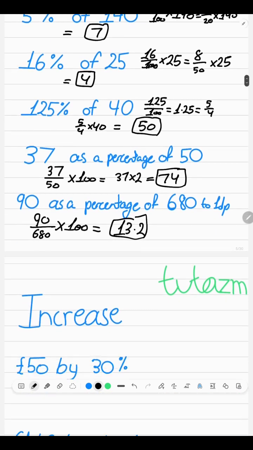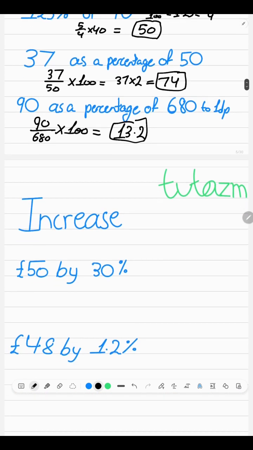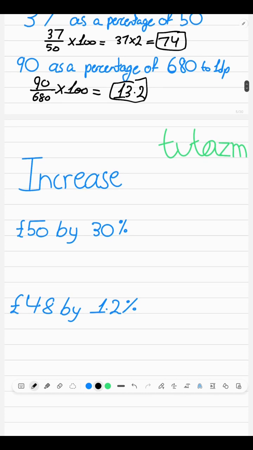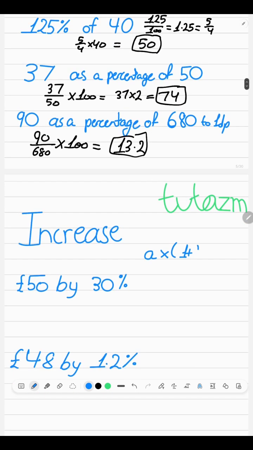Alright, let's look at how you can increase a number by a certain percentage. In order to increase a number by a percentage, you've got your original number, which we'll call A for the time being, and you multiply that by 1 plus n over 100, where n is your percentage.